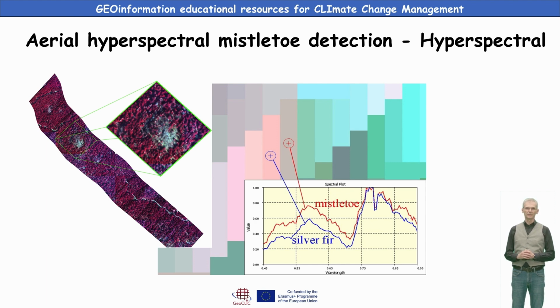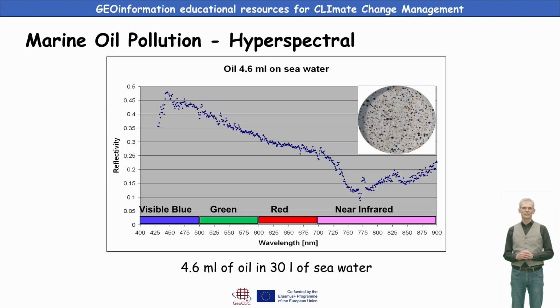The following examples of the application of remote sensing relate to the detection and mapping of marine oil pollution. The image on the slide shows the spectral response, or spectral signature, of slightly polluted water. Again, the x-axis represents wavelengths from 400 to 900 nanometers, and the y-axis the coefficient of reflection value.